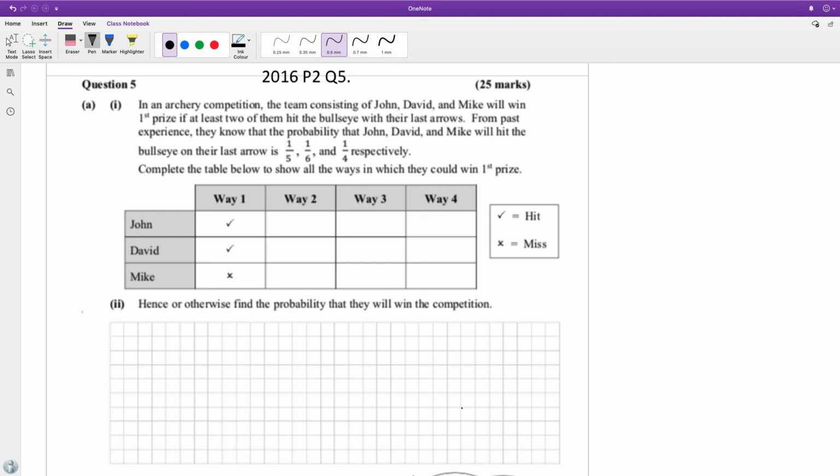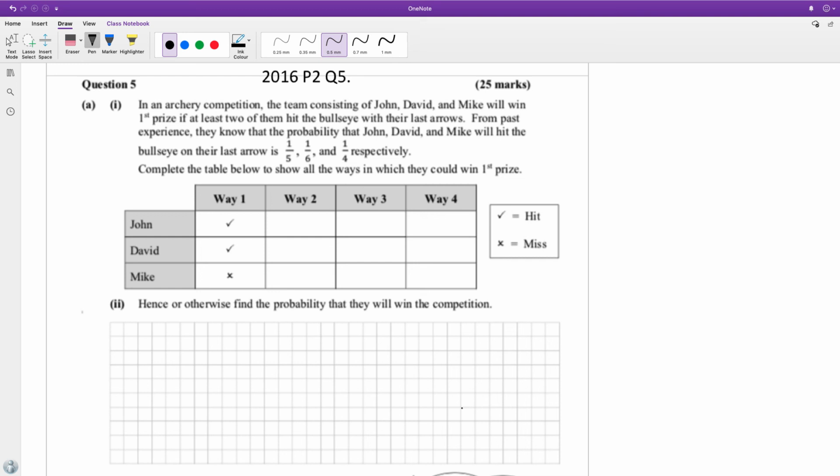Once again, and or. And. How do I get the probability for this? What's the probability, first of all, that John hits it? 1 over 5. David? And Mike? 1 over 4. Right, way 1. So, that's 1/5 multiplied by 1/6, and you get 1/30.